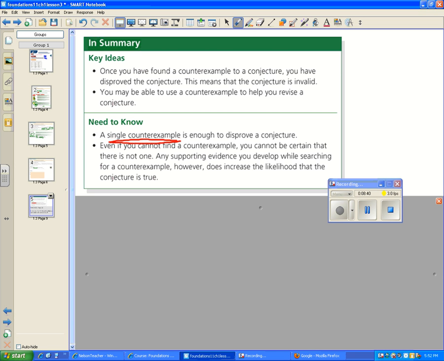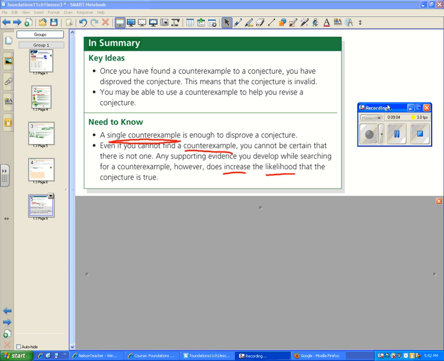You're wrong. Even if you cannot find a counterexample, so even if you try and look all over the place, all you can find is brown dogs, you cannot be certain that there is not one. Any supporting evidence you develop while searching for a counterexample does increase the likelihood that the conjecture is true, but it does not prove it. We're going to learn to prove in a couple sections, okay?